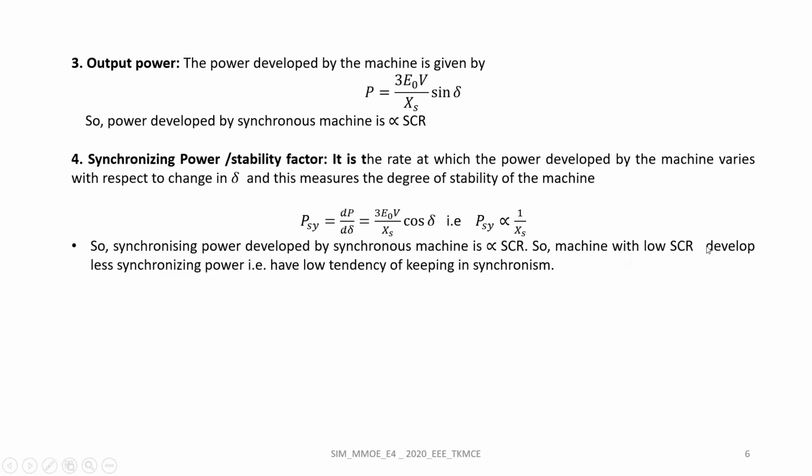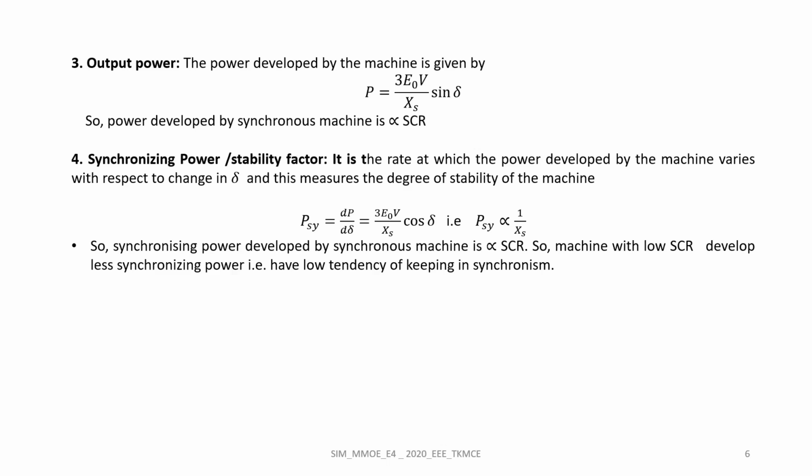So a machine with low SCR develops less synchronizing power. A machine with high SCR develops high synchronizing power. Synchronizing power comes into the picture when we are considering parallel operation of machines. Due to any reason, if one of the machines goes out of synchronism in parallel operated condition, in order to bring that machine back into synchronism, some synchronizing power is required. That synchronizing power is Psy.